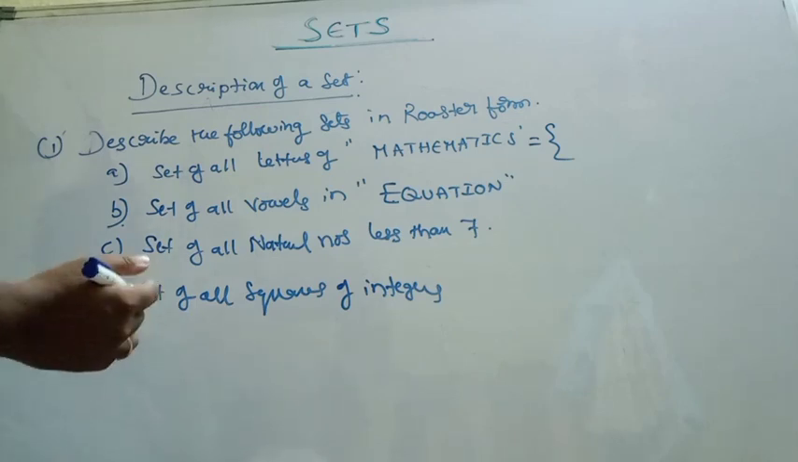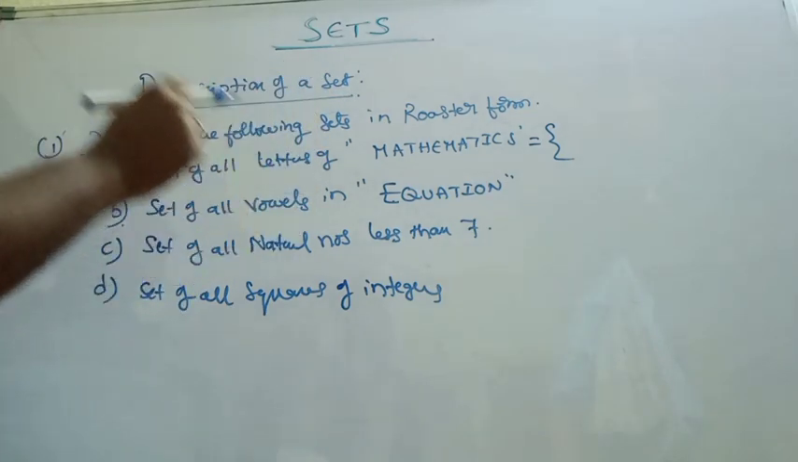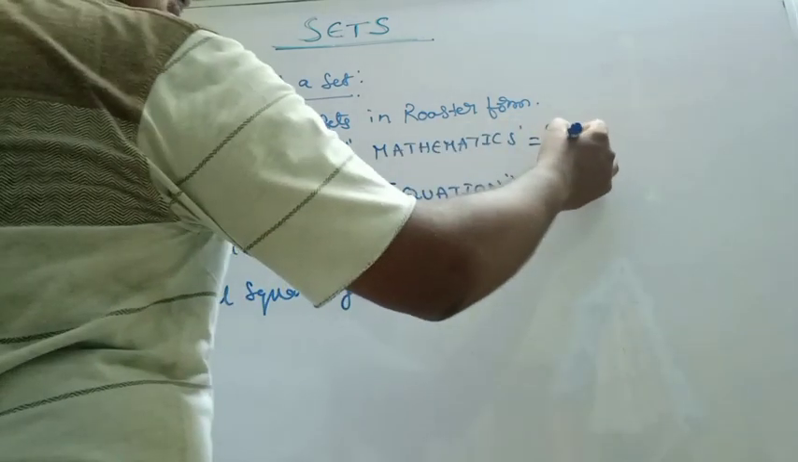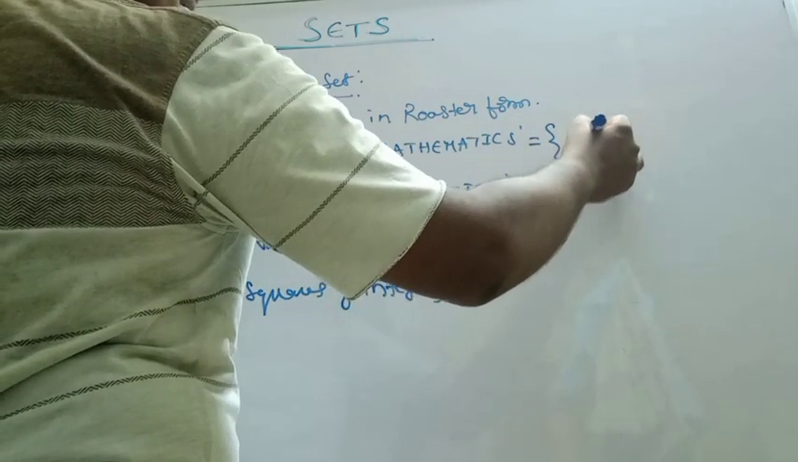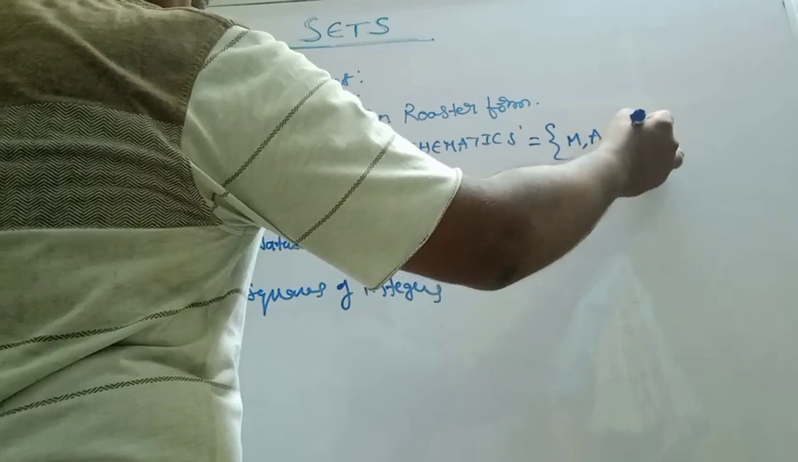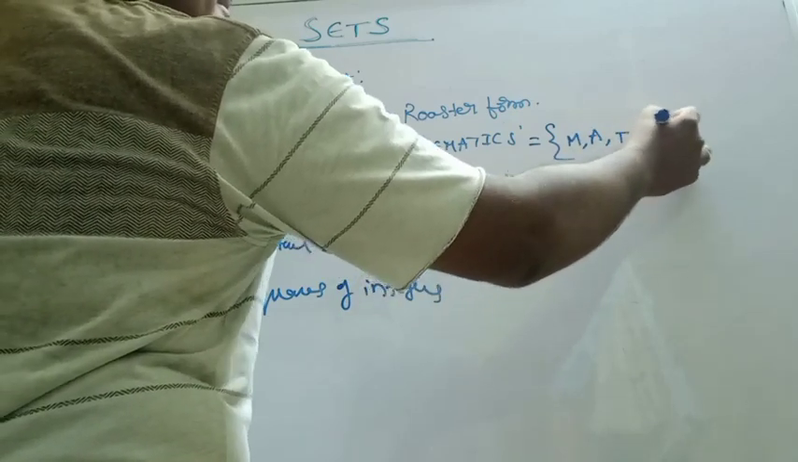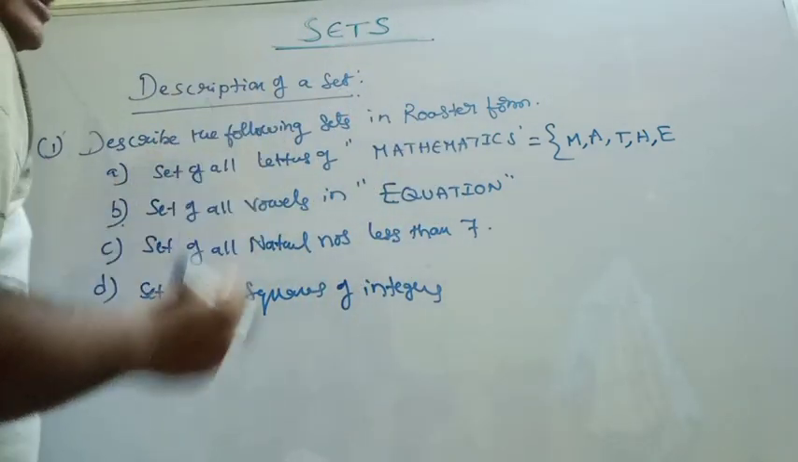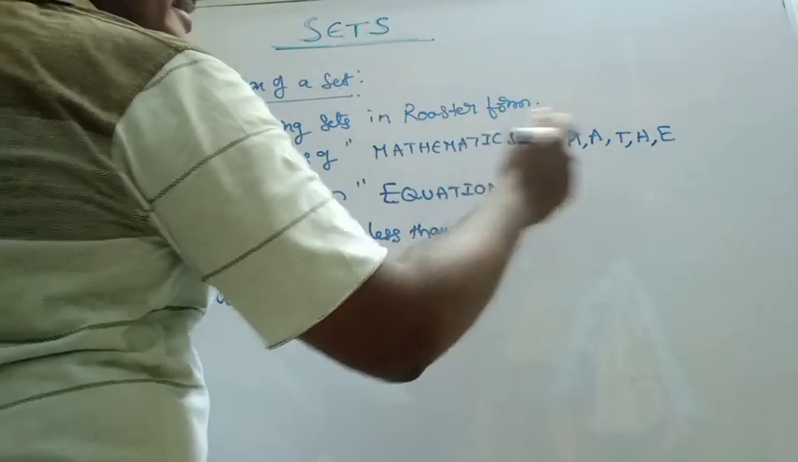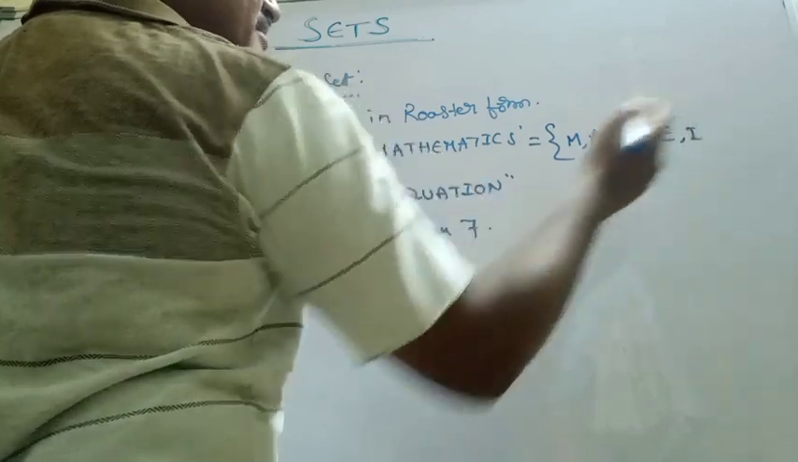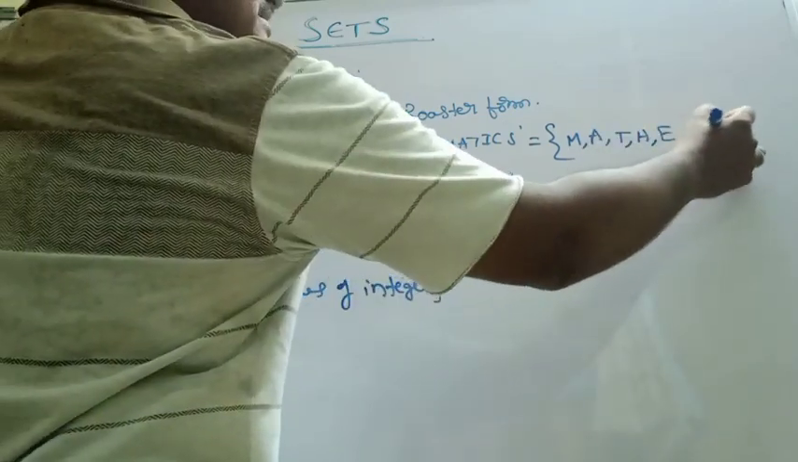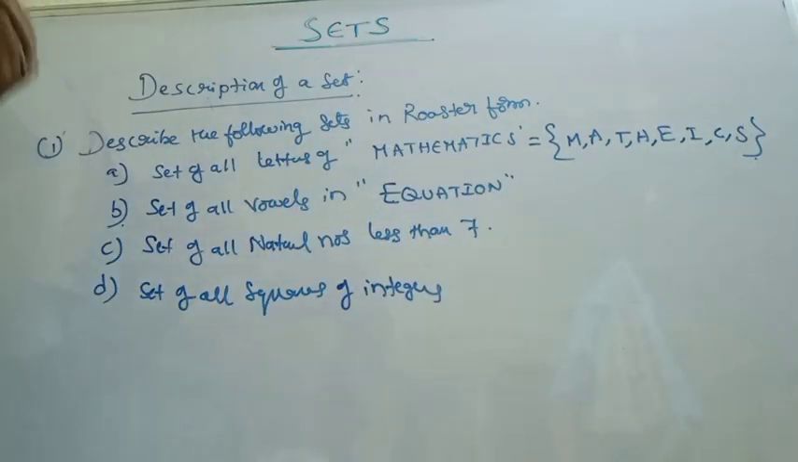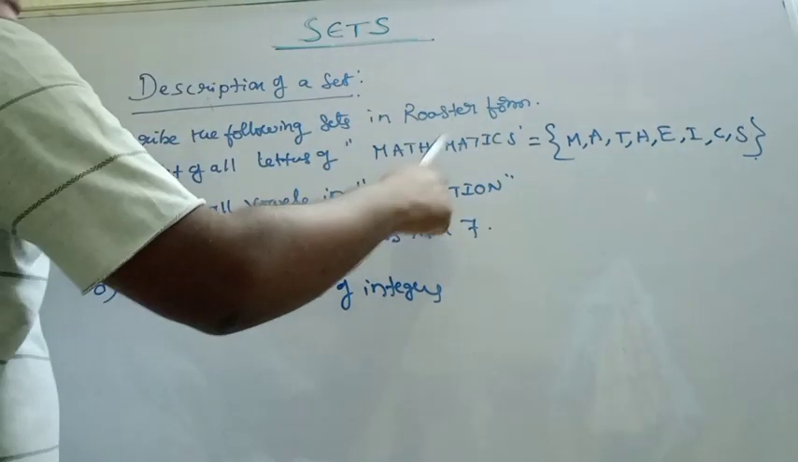In roster form, I told you that if any letter is repeated, we are going to take it only once. Now M, A, T, H, E. Now M is repeated, we will take it only one time. T has already come. Next I, next C, S, like this. Right? This is the roster form, and this is the set builder form.